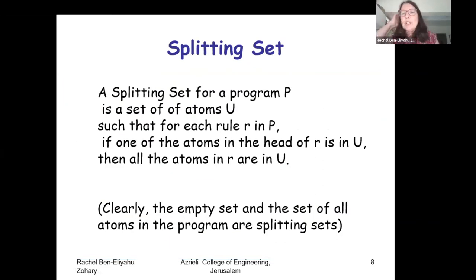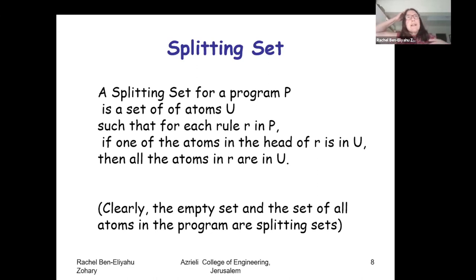And of course, you cannot take any set of atoms and make them a splitting set. They have to have a special character, and this is the definition. A splitting set for a program P is a set of atoms U, such that for each rule R in the program, if one of the atoms in the head of the rule is in U, then all the atoms that are in the rule are also in U.